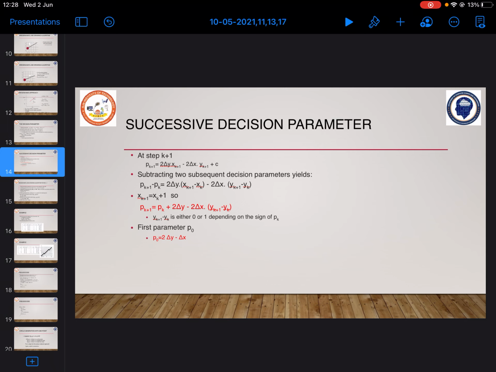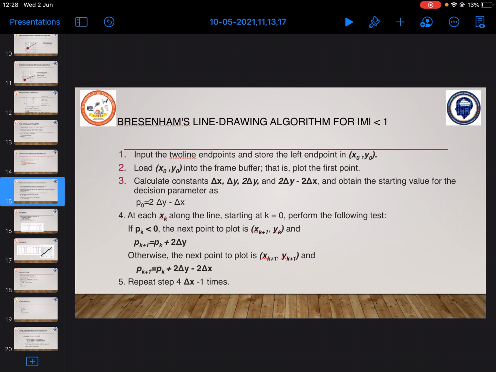Subtracting these two subsequent decision parameters yields this equation: pk plus 1 is equal to pk plus 2 delta y times (xk plus 1 minus xk) minus 2 delta x times (yk plus 1 minus yk). Since xk plus 1 is equal to xk plus 1, pk plus 1 is equal to pk plus 2 delta y minus 2 delta x. The first parameter will be p naught, which is 2 delta y minus delta x.